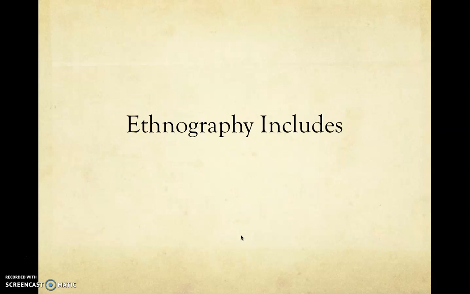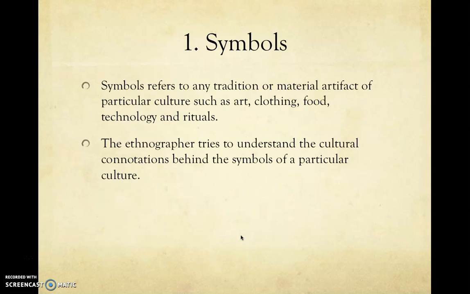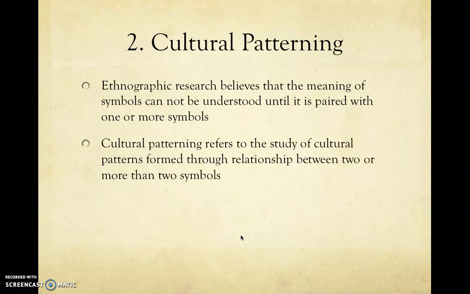Ethnography includes various terms, which I am going to share with you. The first term included in ethnography is symbols. Symbols refers to any tradition or material artifact of a particular culture, such as art, clothing, food, technology, and rituals. The ethnographer tries to understand the cultural connotations behind the symbols of a particular culture.